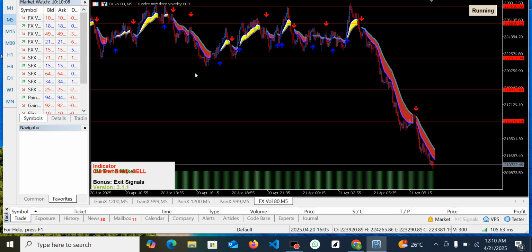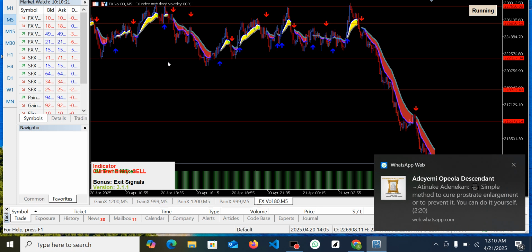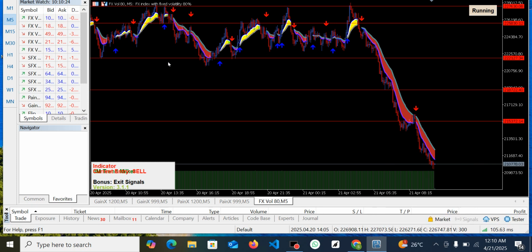FX Volume 80 is also a trend trading asset that you will love to trade. If you are able to get a trend right, then you will always be in profit. At least after 10 trades, you should be able to close about 7 to 8 trades in profit if you know your way around it.